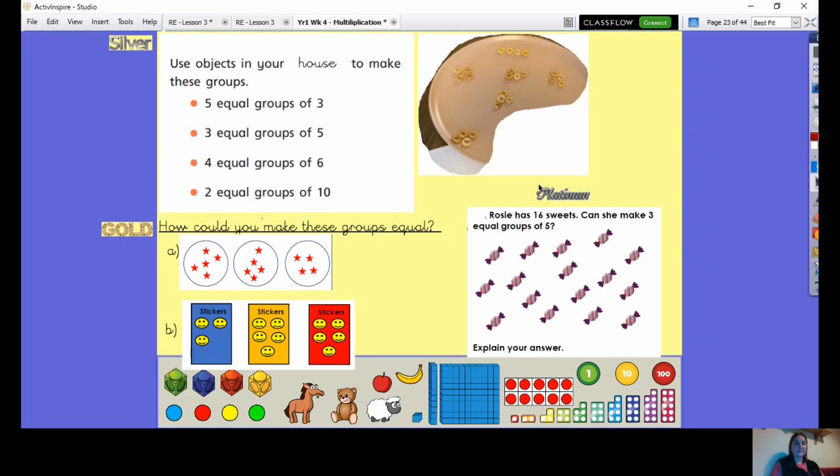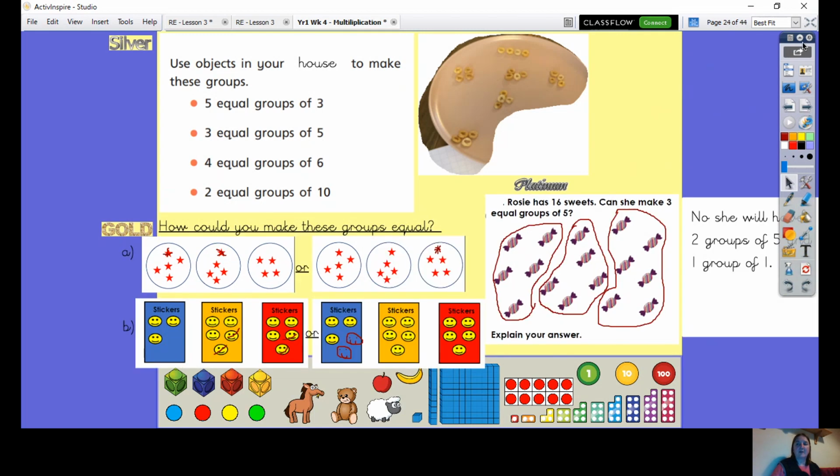And then the last one is very similar to what we've just been doing. So again, you might want to do it practically. It says here that Rosie has 16 sweets. Now you might be lucky and have 16 sweets, or you could get 16 of something. And can she make 3 equal groups of 5? So you might draw 3 circles or get 3 plates or something. And can she have 5 on each one? Will there be anything left over, or will they be shared out equally? Okay, have a little go at those. So pause the video here and have a little go.